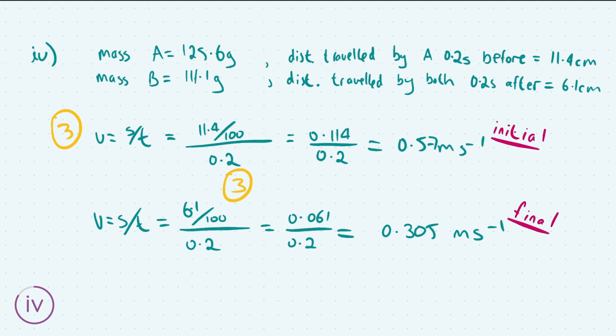So it is incredibly important that we convert all of them to meters. Finally, we got 2 marks for writing our initial velocity as 0.57 meters per second, and we got our last mark for finding our final velocity, which is 0.305 meters per second. Now moving on to part 5.